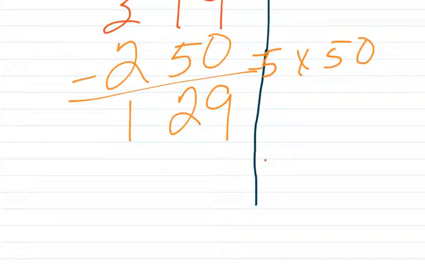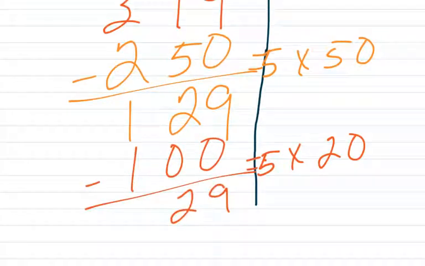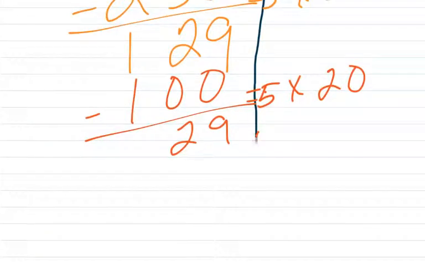So I'm thinking to myself, what am I going to do? 5 times 20. Let me try 5 times 20. I know that 5 times 10 is 50. So 5 times 20 has to be 100. So now, I subtract, that's 29. Bring down my 7 just a little bit more.